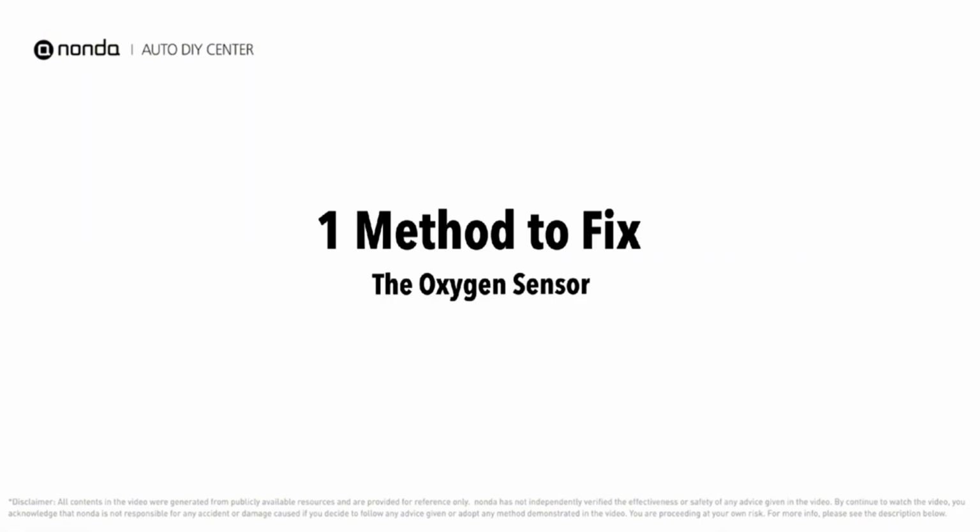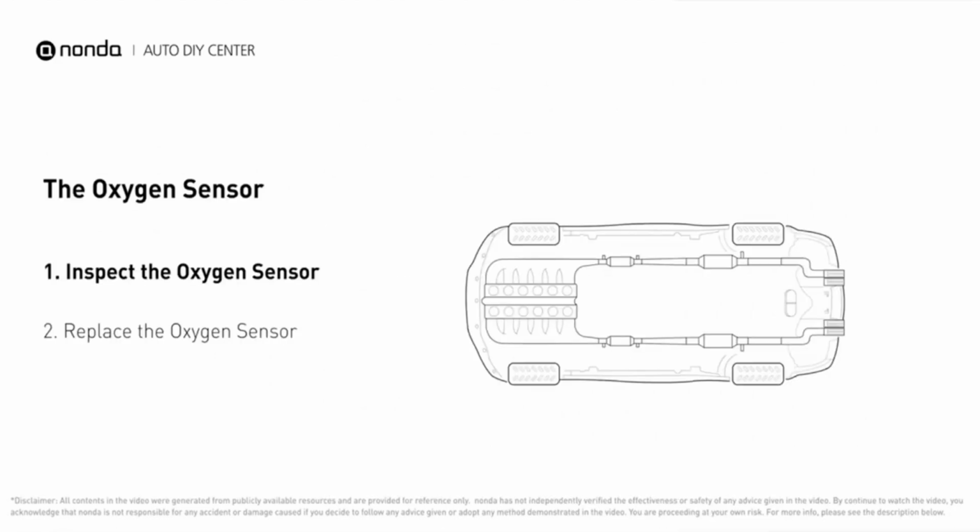Here is one practical solution used to fix these error codes. The oxygen sensor. This oxygen sensor is located right before the catalytic converter. Bank 2 is on the side with the cylinder number 2. Sensor number 1 is usually the one in the exhaust manifold.